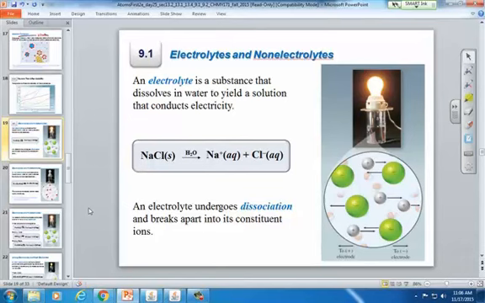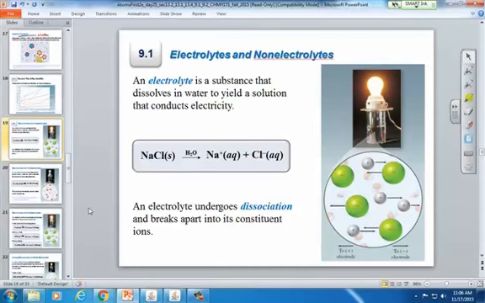This is called an electrolyte because it can conduct electricity. It's hard to see because it's kind of small, but if I take a light bulb and have a wire putting electricity into that light bulb, for the electricity to make it through the light bulb, it has to come down here, pass through the water, and then come back up through. So to complete the circuit, the electricity has to go through the water.